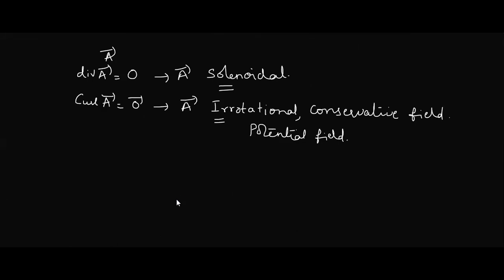Now, if any vector field is irrotational, what should be the condition? Curl of that vector field should be 0. Means it is true both ways. If it is solenoidal, its divergence should be 0.